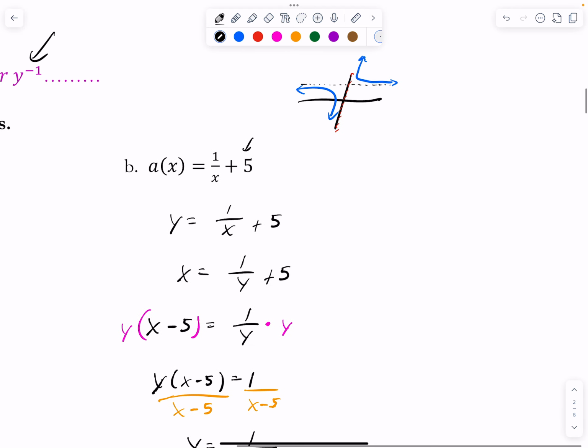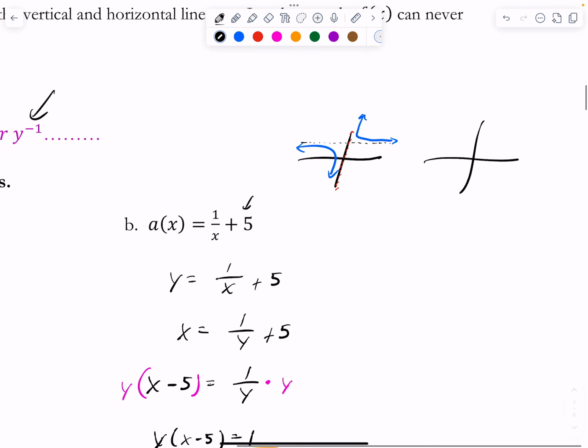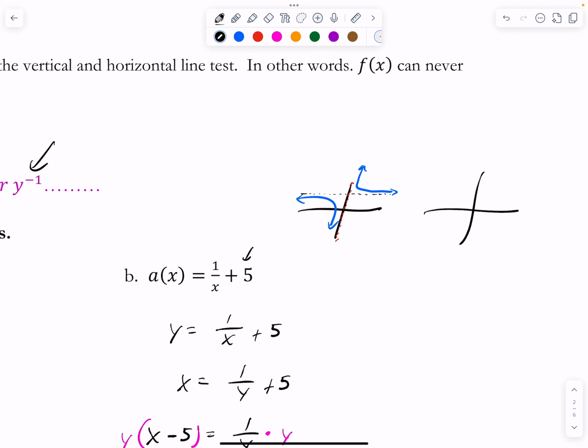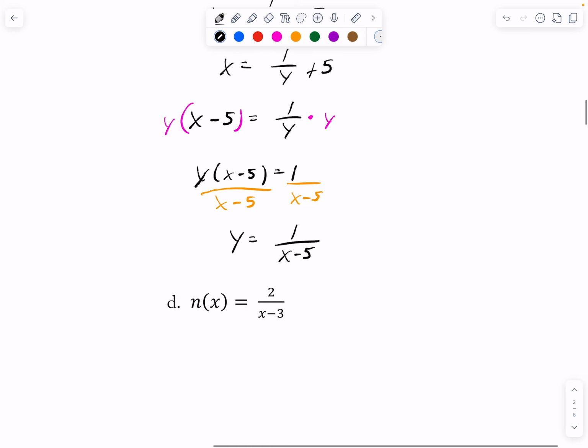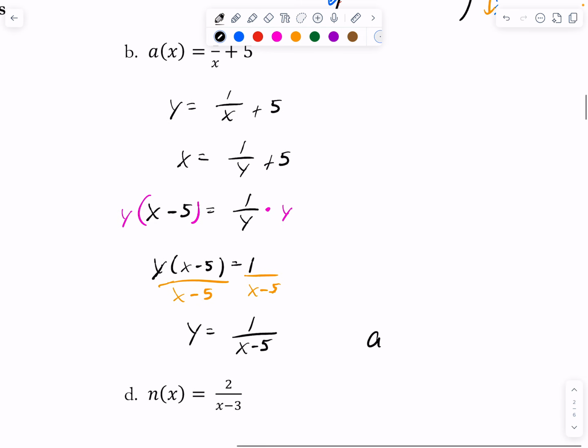And this is a function, right? It's actually a very similar function, but this time your vertical asymptote is at positive 5. The horizontal asymptote is at the x-axis, y equals 0. And the way it looks is like this. Okay? So I'm going to go ahead and rewrite this as a to the negative first power of x equals 1 over x minus 1.